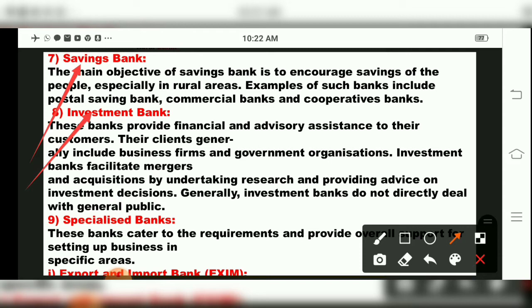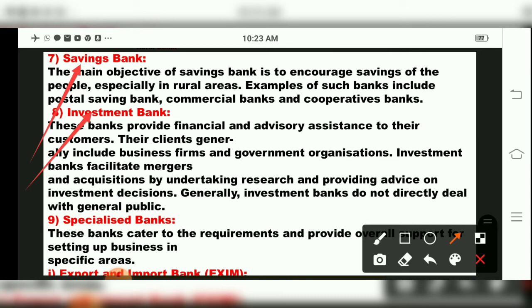How do they attract the customers? This bank provides financial advice or advisory assistance to its customers, who include business firms and government organizations, children. Directly they don't deal with the public. Now you will ask how business firms. As I have told you before, children, when any business organization does transactions of money, they don't take cash in hand. They always have a bank to do transactions of money.